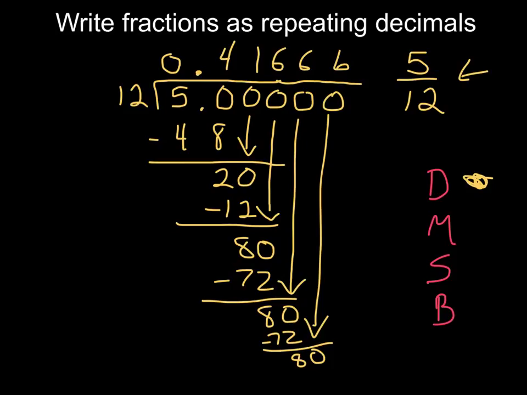When that happens, we have what's called a repeating decimal. And so to show that, I would write it this way, 0.416, and I put what's called a bar notation above it. And that just means that the 6 repeats. So it's going to be 0.416 repeating, or 0.41666, and it'd go on forever.